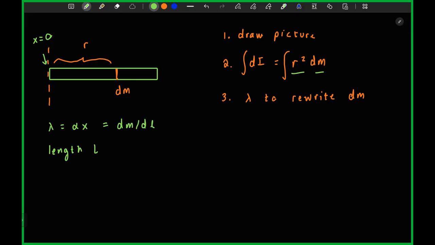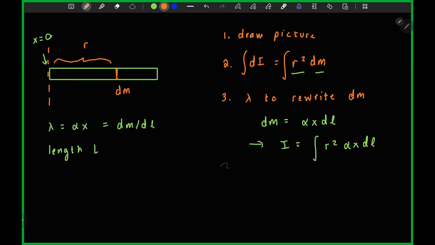So what can we do here? We can say dm is equal to alpha x dl, and therefore I is equal to the integral of r squared times alpha x dl. Still a fair bit to do over there.